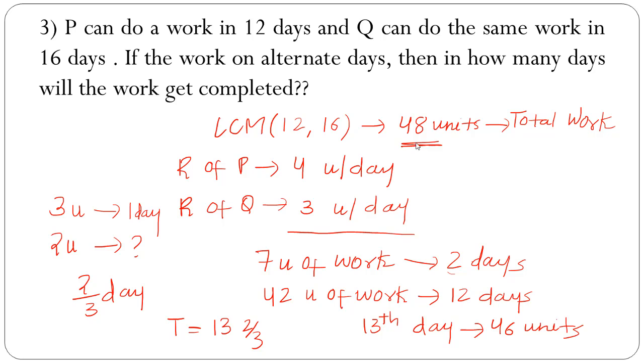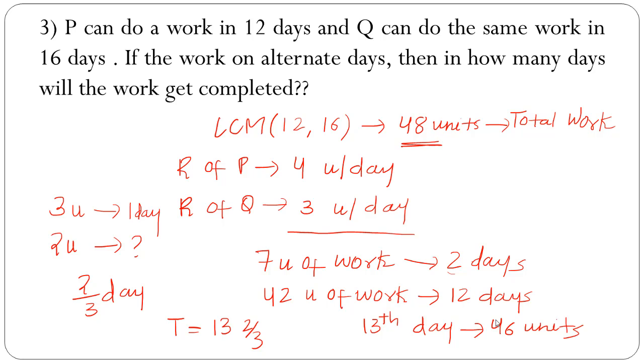So we'll reach as close to 48 as possible, which was 42 units of work, right? So 7 into 6 gave me 42 units of work. So I multiply this 2 days also by 6, which is 12. So 42 units of work will be completed by P and Q working alternately in 12 days. Now next, on the 13th day, it will be the turn of P to do the work. So he can do 4 units in 1 day, right? So on the 13th day, we'll be done with 42 plus another 4 units, which is 46 units of work, right?